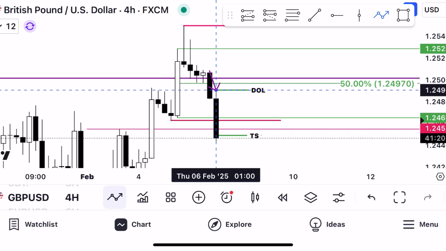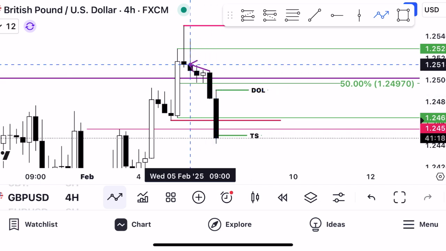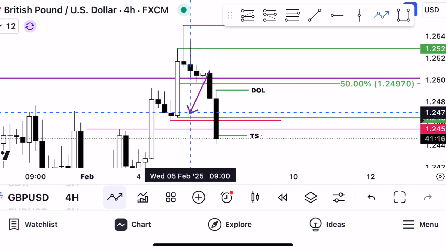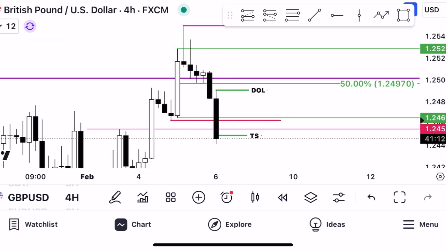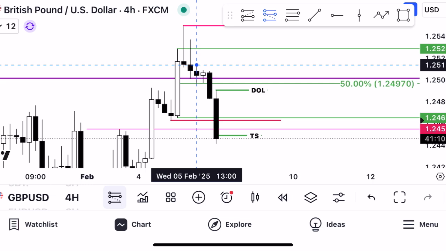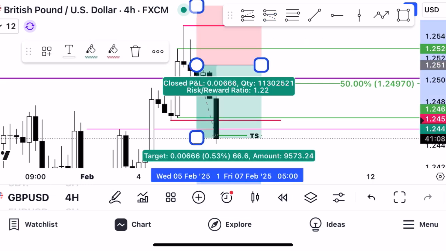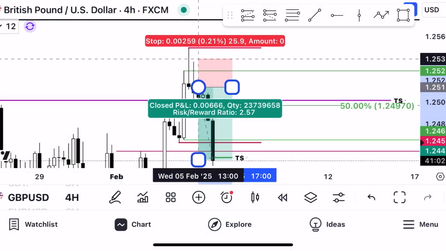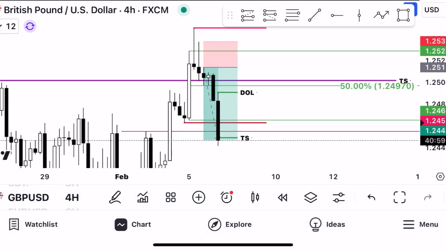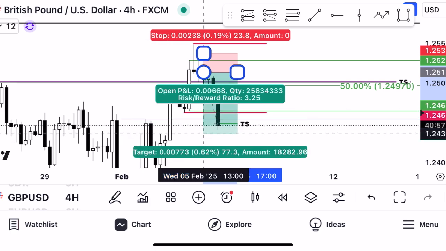But if you hadn't taken it, if you had held with a break even stop loss, your drawn liquidity is here. So you would have got a better RR. Let's say you entered somewhere over here on the third candle and your stop loss above that. And look, the drawn liquidity is here.